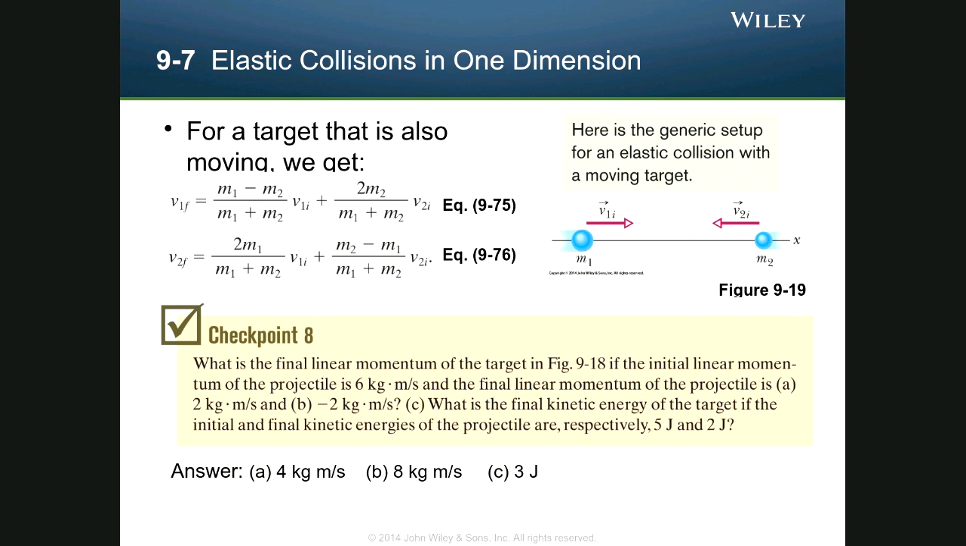We can look at 2 objects moving with initial velocities and then colliding and having final velocities. And the procedure for solving the algebra is the same, but man, is it long. So we're just going to look at the results here.